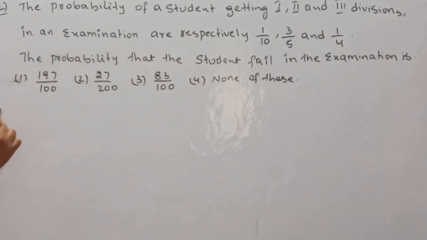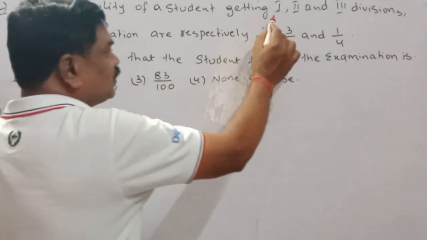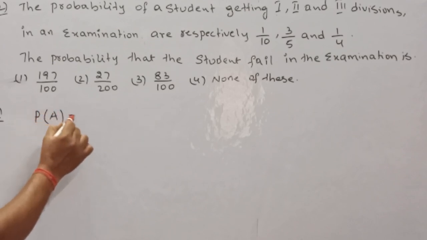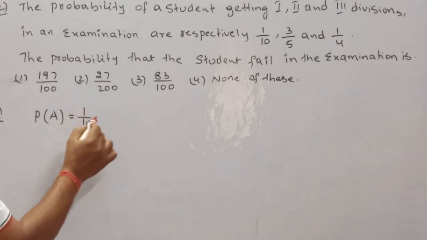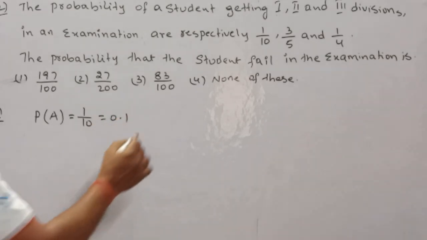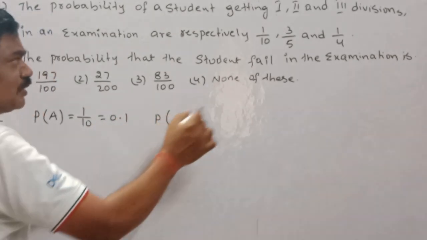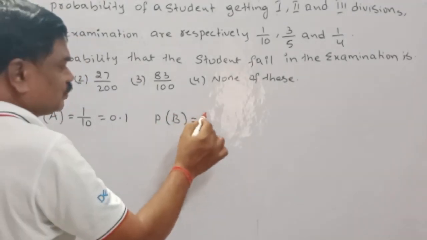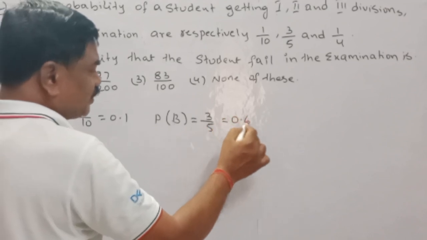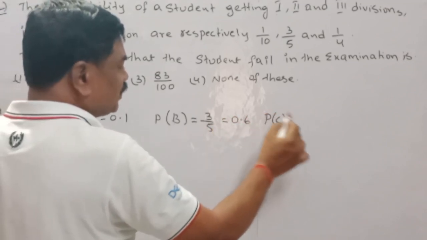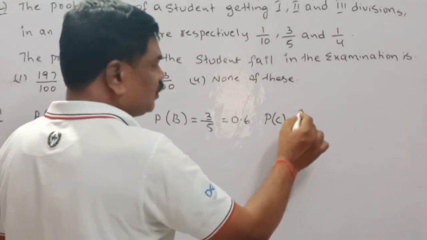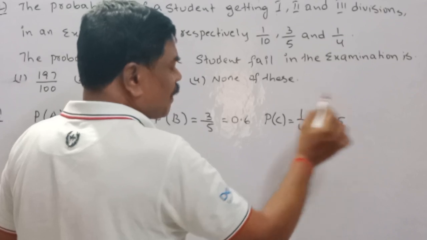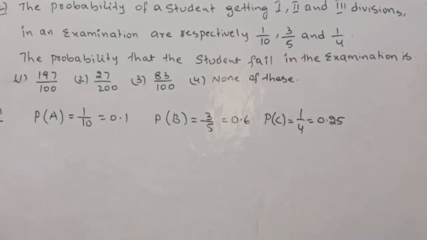Okay, all of you. So the probability of getting first division in the exam is event A, that is, 1 by 10, which is equal to 0.1. The probability of getting second division is event B, which is 3 by 5, equal to 0.6. The probability of getting third division is 1 by 4, equal to 0.25.